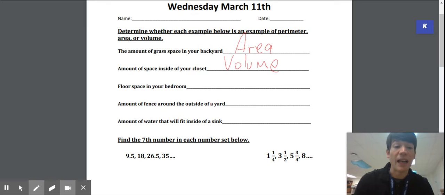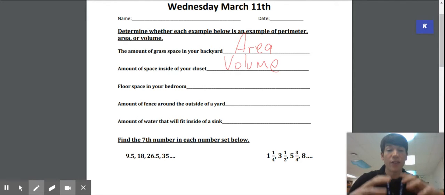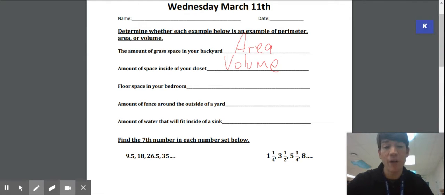Think about these as you go through and think about what it's talking about. Is it just talking about around the edge? Well, then that's perimeter. Is it talking about flat space, the amount of room that you have? That is area. And is it talking about holding something that's three-dimensional that has a height? Then that's going to be volume. So just be careful in each of those. Think about what each of those words mean.